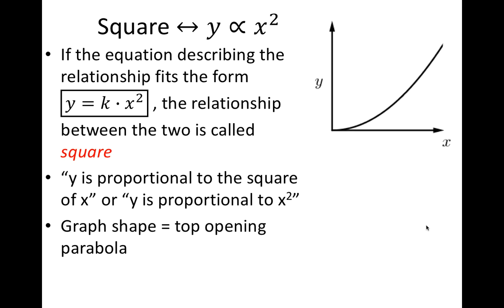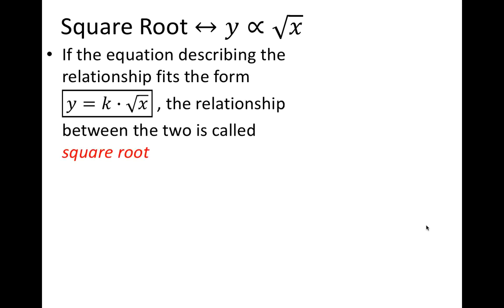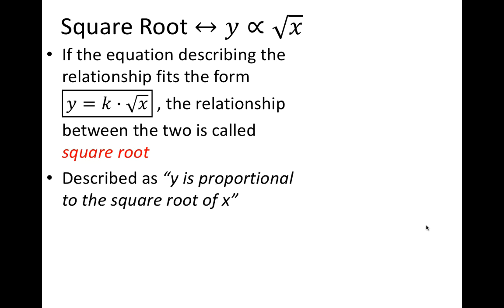An example of a square relationship is the relationship between the area of a circle and its radius. You can see here that the equation for a circle matches perfectly with the general form of a square relationship. A square root relationship is one where the independent or x variable lies underneath of a square root. We can say that y is proportional to the square root of x, and alternatively, we could say that y squared is proportional to x.